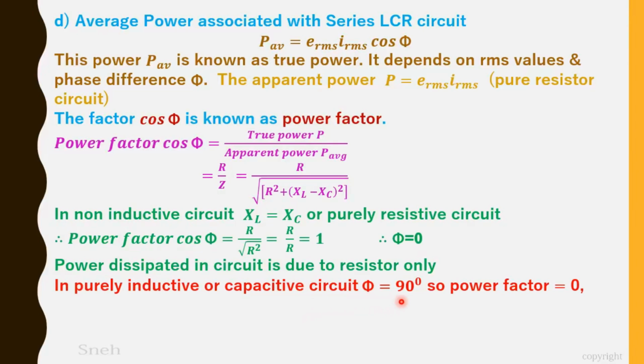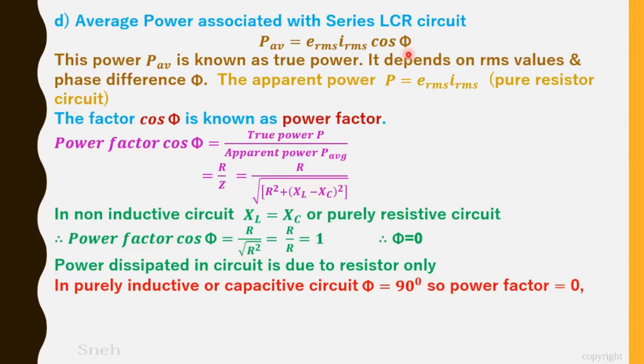अब मैंने पहले ही बताया कि पावर 0 थी. पावर 0 थी, इसका मतलब क्या था? Cos of phi is equal to 0. Because ERMS is not 0, IRMS is not 0. So what is 0? Cos of phi is equal to 0. What is phi? Phi is the phase difference between EMF and current. And we know that if cos phi is equal to 0, then phi must be equal to 90.